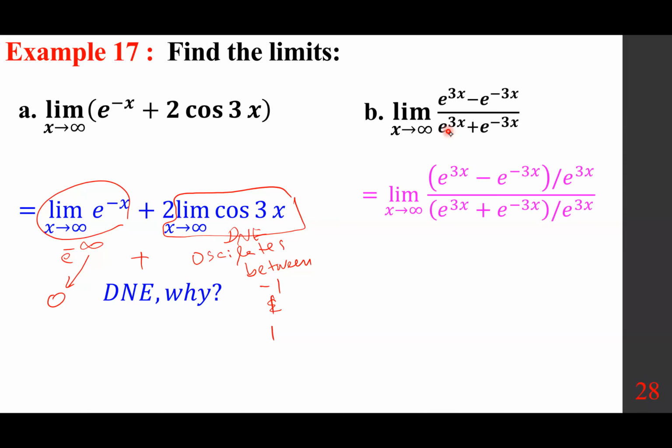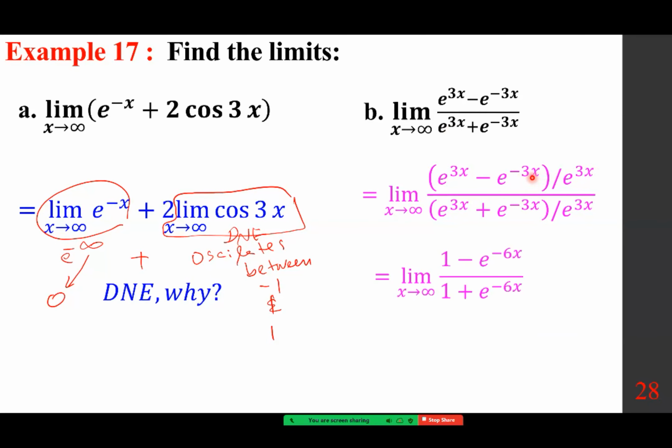So when we divide everything by e to the power of 3x, this one and this one become 1. I hope you know when you divide this one by this one it becomes e to the power minus 3x, which is e to the power of minus 6x. Since x is approaching infinity, this goes to 0, this goes to 0. The answer is 1.